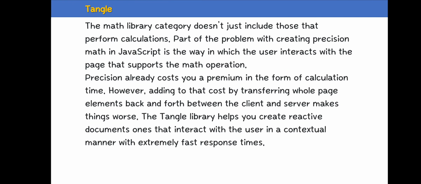The math library category does not just include those that perform calculations. Part of the problem with creating precision math in JavaScript is the way in which the user interacts with the page that supports the math operation. Precision already costs you a premium in the form of calculation time. However, adding to the cost by transferring whole page elements back and forth between the client and server makes things worse. The Tangle library helps you create reactive documents, ones that interact with the user in a contextual manner with extremely fast response time.